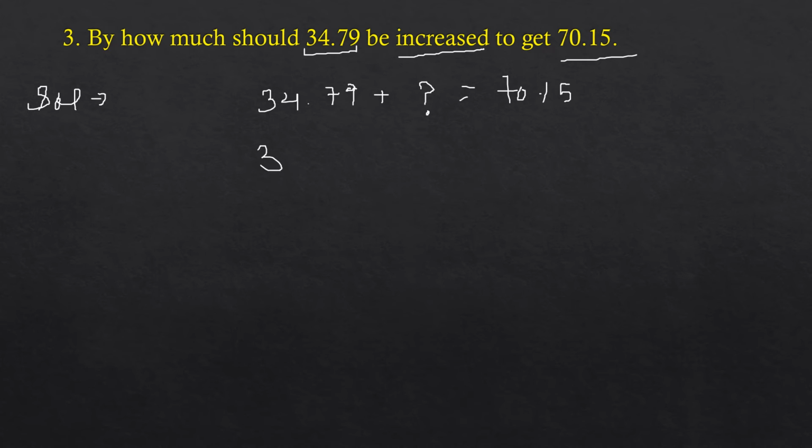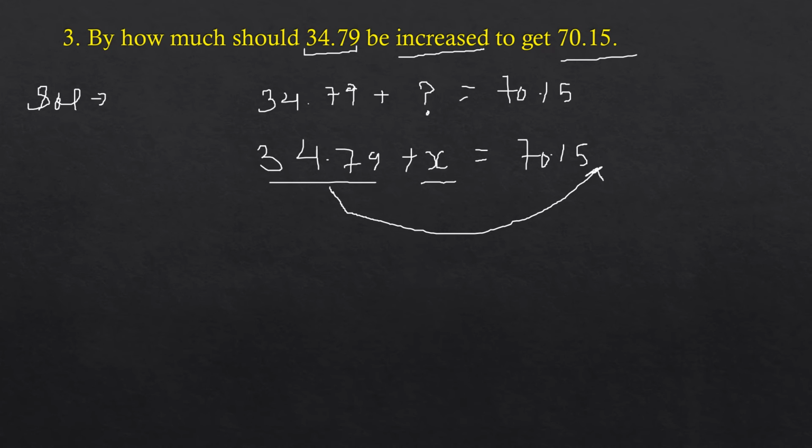Let's say 34.79 should get added to x. Let the number be x, to get 70.15. Now we want this x and we don't want 34.79 here, so we will move 34.79 from the left side to the right side. On the left side it has a positive sign, so if we remove 34.79 from the left side, we will be left with only x. On the right side we already have 70.15, and we are adding 34.79, but it will have a negative sign.